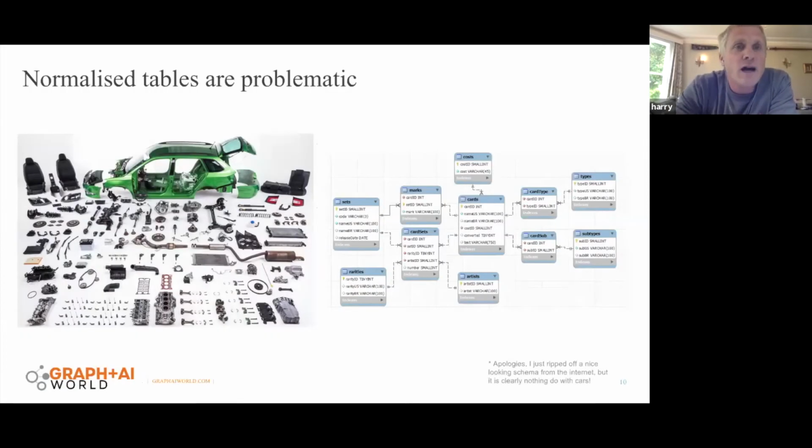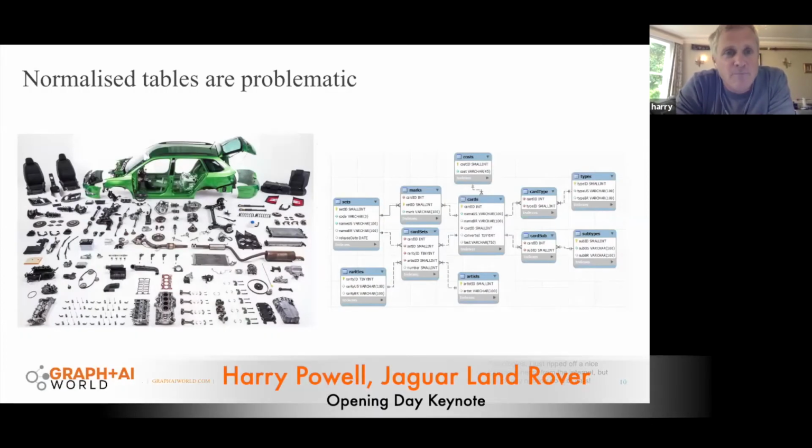So, normalized relational tables. On the left, you see not one of our cars. I think it's a Skoda actually, which is a kind of Czech car, made in Czech Republic, I think, owned by Volkswagen. Quite a lot of parts, not nearly as many parts as we'd have in our cars. We're a much more complex mechanical prospect than that. And on the right, a relational schema that I ripped off the internet. So it actually doesn't have anything to do with cars at all, but it kind of looks pretty, right? And you've seen these relational schemas, I hope.